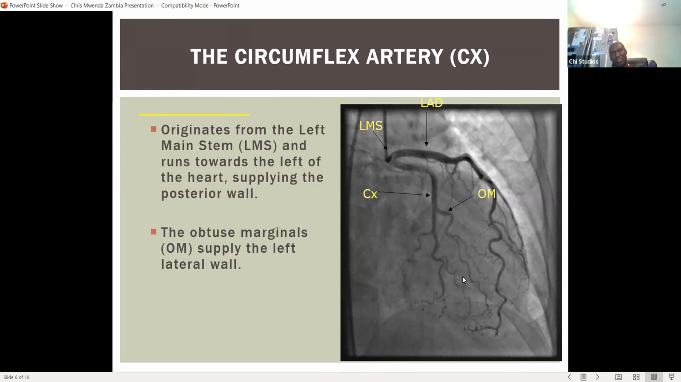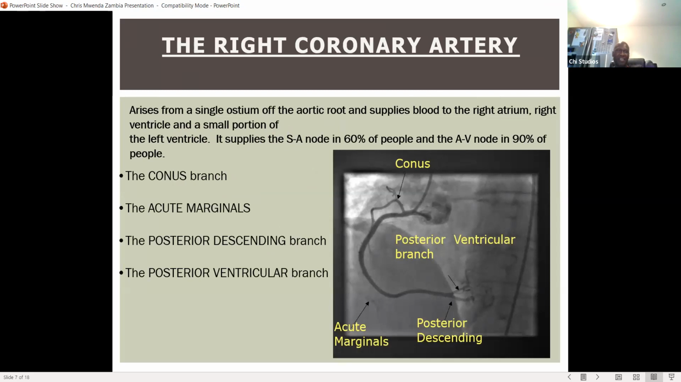Then we come to the right coronary artery. A very easy way to identify it is that it's always the shape of a C. You can see it's a C shape. You have got the conus here, the acute marginal, the posterior descending artery there, and you've got the posterior ventricular branch here. Okay, so there is that verification.